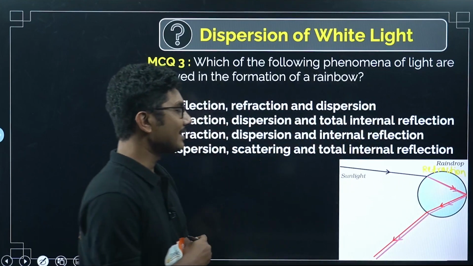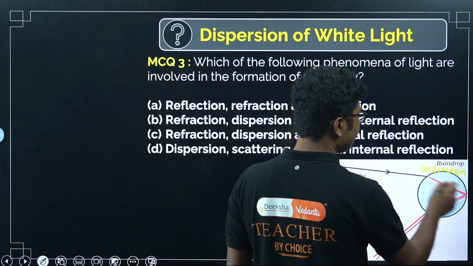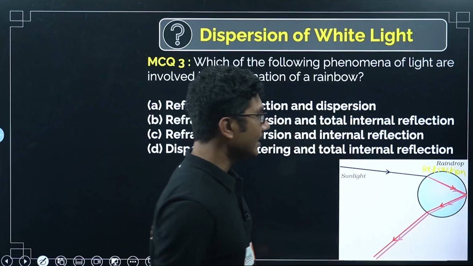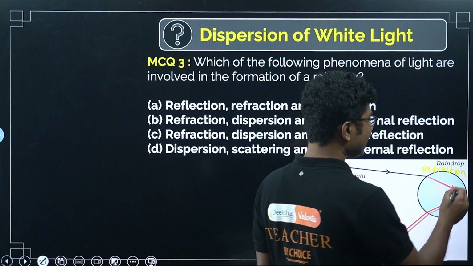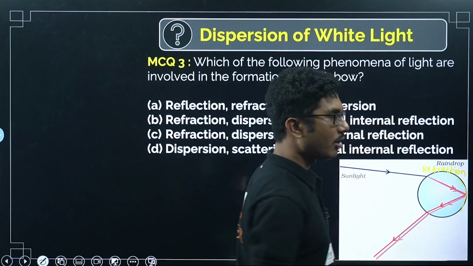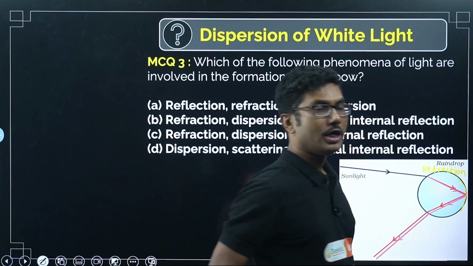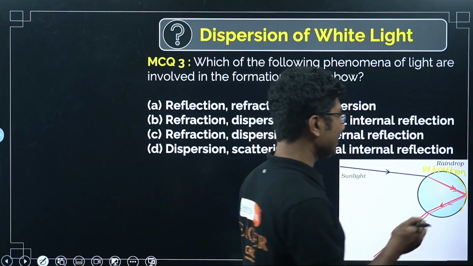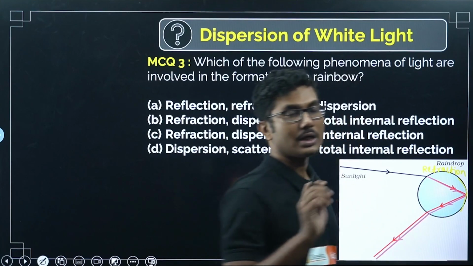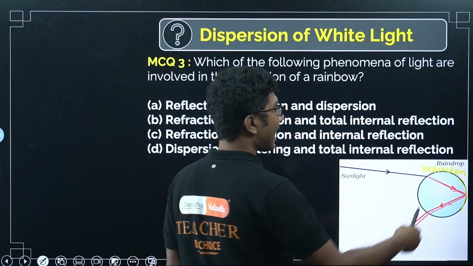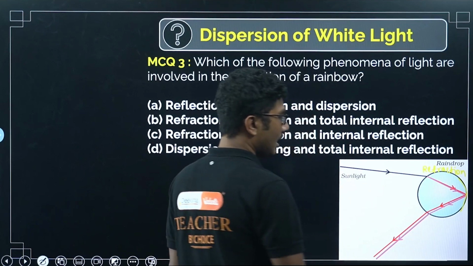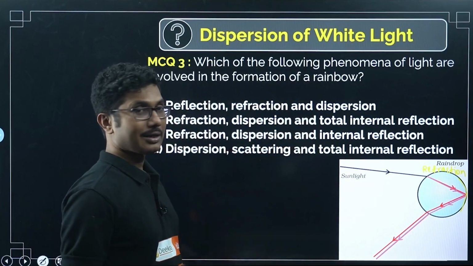Okay, now once this light is refracted, it is basically dispersing into 7 colors. Now at the surface of this raindrop, something called total internal reflection is happening. So reflection is happening on this surface, this is called total internal reflection, and the light is again coming back, and you are seeing all the colors in a rainbow.